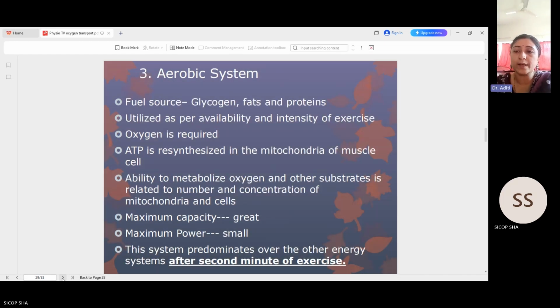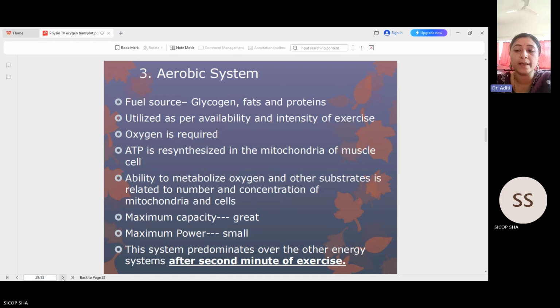Next slide. Third is the aerobic system. Here the fuel source can be glycogen, fats, or protein. Basically all three, carbohydrates, fats or proteins, are utilized as per availability and the intensity of exercise. Because it is an oxidative system, it will require oxygen. ATP is resynthesized in the mitochondria of the muscle cells. The glycolytic system was more in the sarcoplasm, whereas the aerobic system takes place in the mitochondria. Maximum capacity is great, maximum power is small.